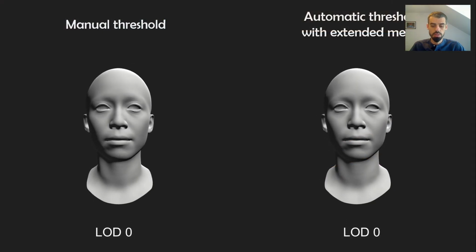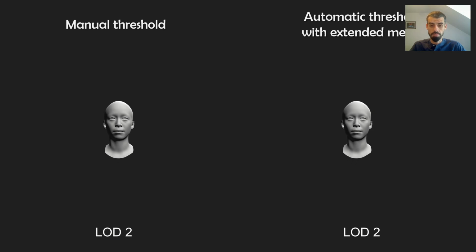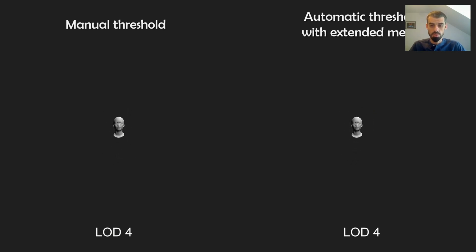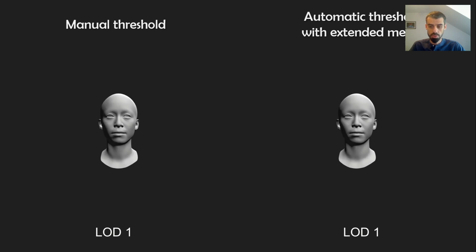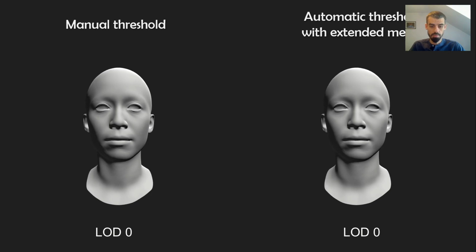Finally, here you can see how meshes are switching in real time. On the left hand side, the distances were set manually by the artist, while on the right hand side, distances were set automatically by retargeted FMPD.